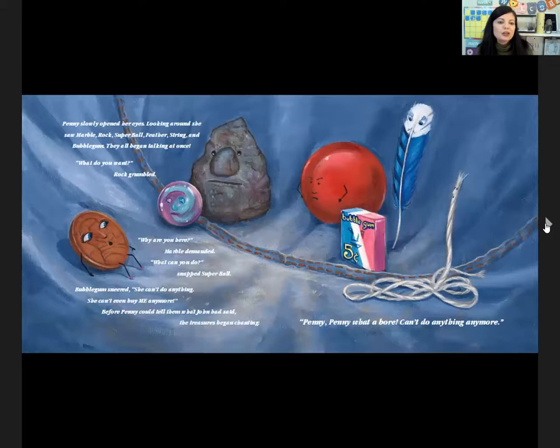Penny slowly opened her eyes. Looking around, she saw marble, rock, bouncy ball, feather, string, and bubble gum. They all began talking at once.